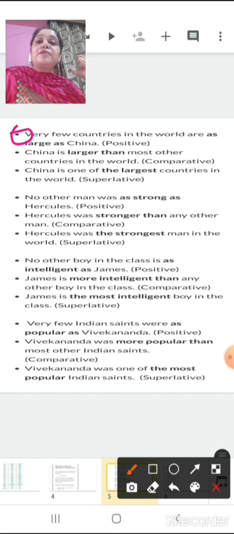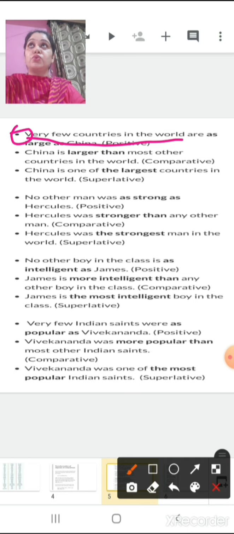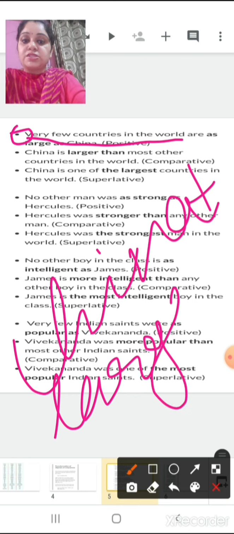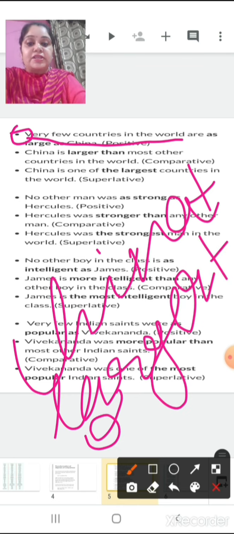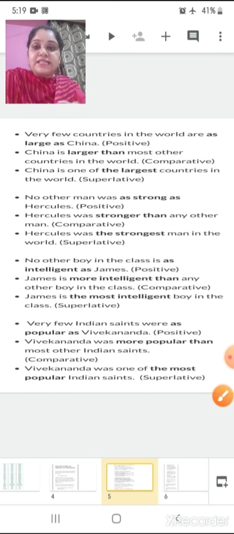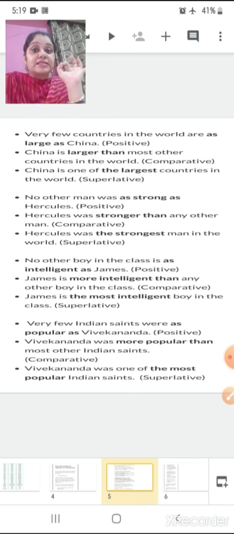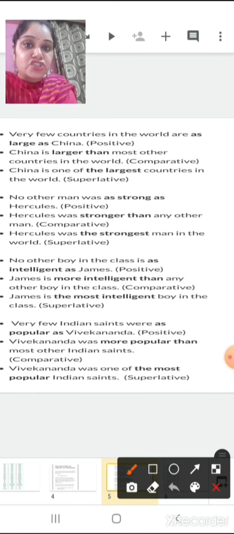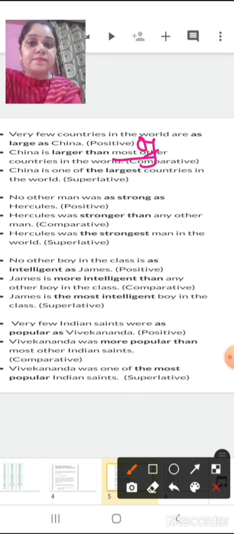So what is the mode of comparison, or what is the topic that is taken for comparison? It is China. So what is the first subject? That is China. And what are we talking about? That very few countries in the world are as large as China. So what does it mean? That China is larger. What are the words that we are getting? Larger and other countries. These are the three phrases which we have derived from this. Fine, children. So what will be the sentence hence formed? It will be China is larger than most other countries, most of the countries in the world. Here we have China is larger than most of the other countries in the world.